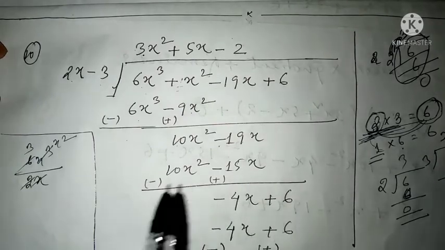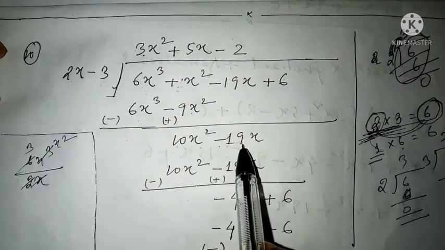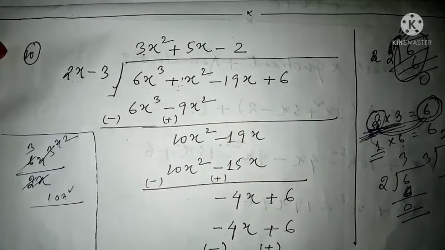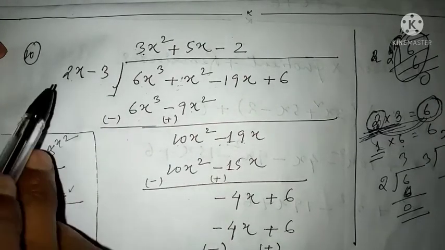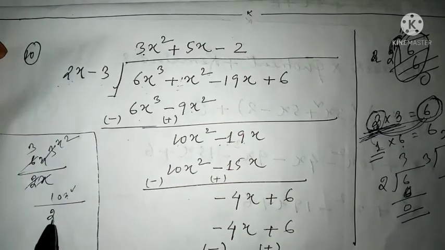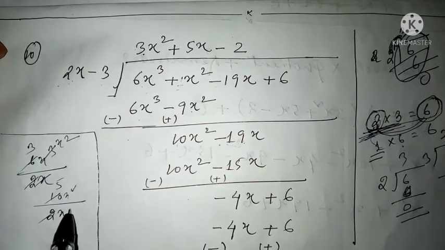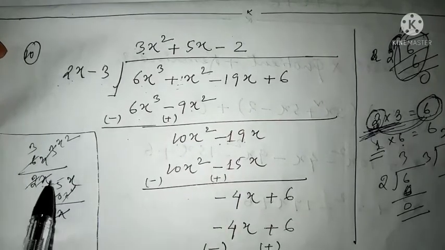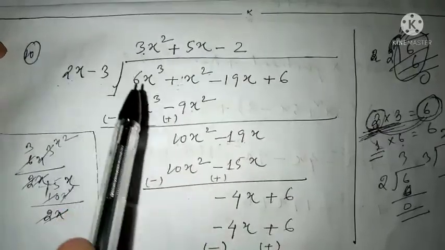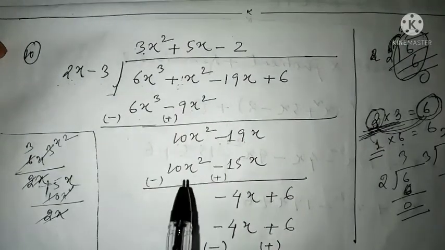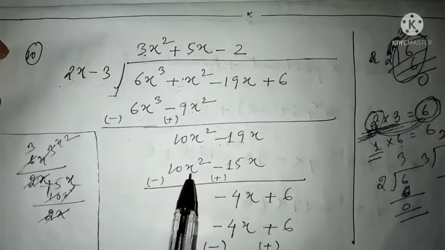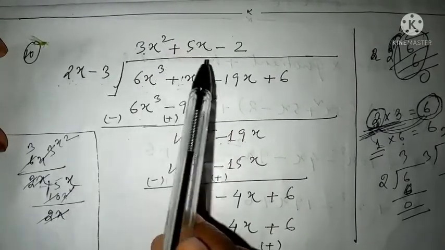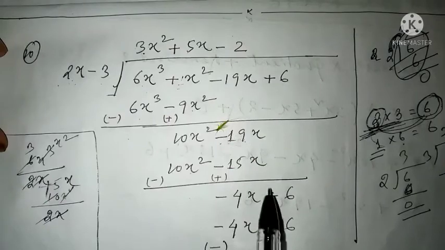Then again I'll repeat the same thing. 10x square minus 19x is now my new dividend. So the first term is 10x square here, and the first term of your divisor is 2x. 2 divides 10, that is 5, and x divides x square, x times, that means this is 5x, which is actually plus 5x. Now multiply 2 into 5, that is 10. x into x, that is x square, then plus into minus, that is minus. 3 into 5, that is 15x.